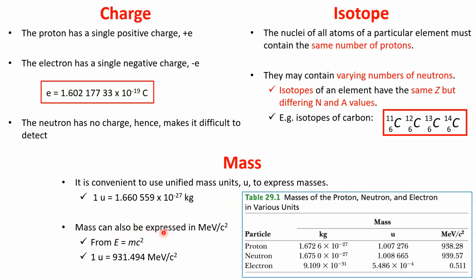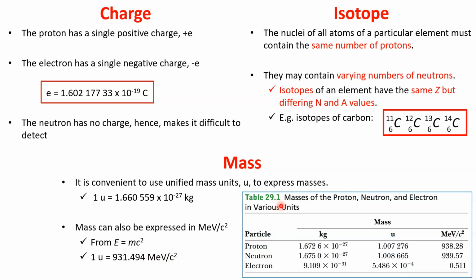Mass can also be expressed in mega electron volt per c squared. This comes from Einstein's equation, E equals mc squared. One unified mass unit can also be represented by this value, 931.494 mega electron volt per c squared. This is the unit of a mass, not a unit of an energy. Electron volt, yes, is the unit for energy, but electron volt per c squared is the unit of a mass.